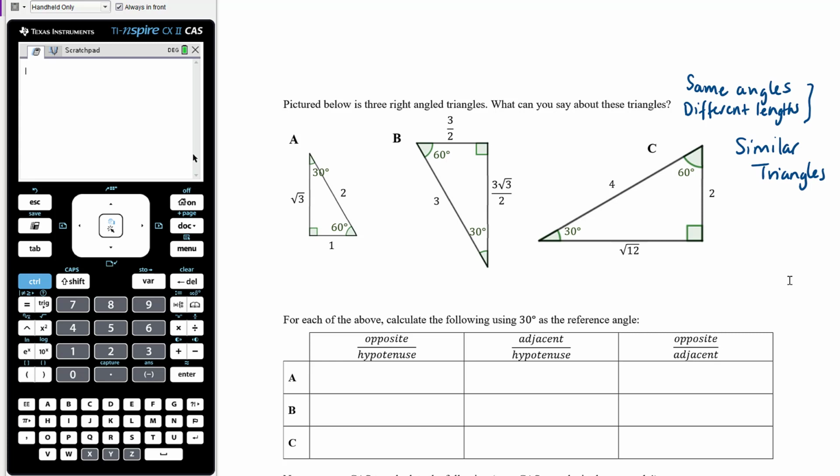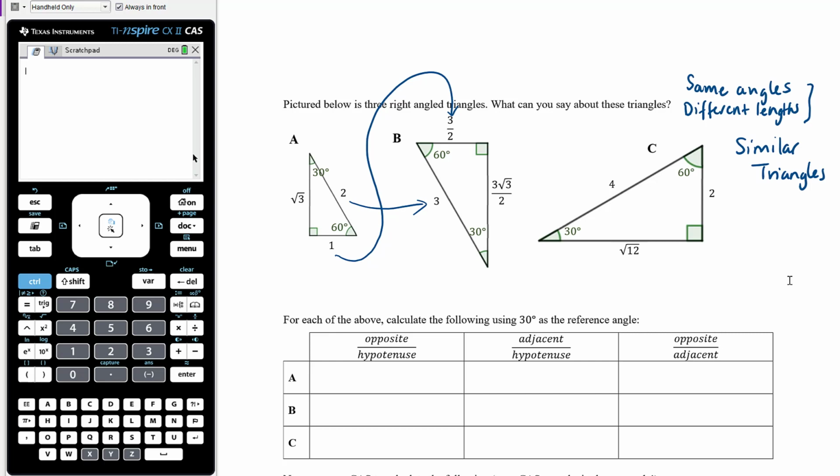Okay, if the angles are the same though, it means that all the side lengths have to be increased in the same proportion. Okay, so for example, going from triangle A to B, the side length 1 became this side length up here, 1.5. So all the side lengths in triangle B have to be 1.5 times the side lengths in triangle A. Okay, this 2 times 1.5 is 3. Root 3 times 1.5 is 3 on 2 times root 3.